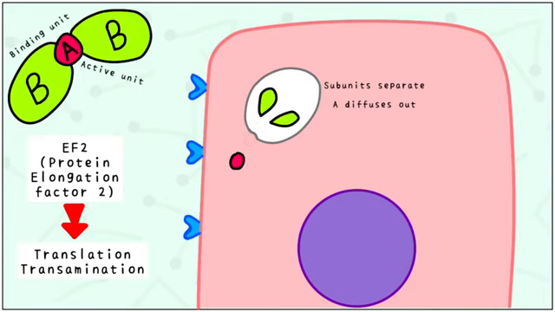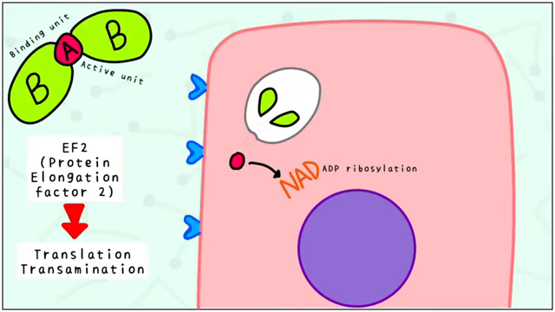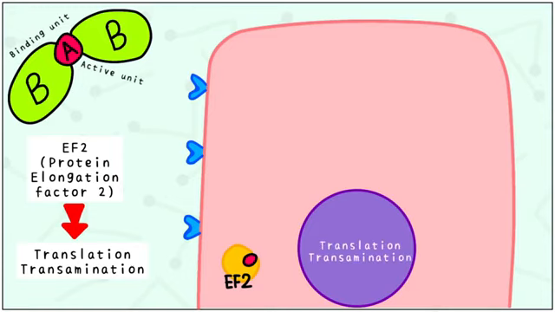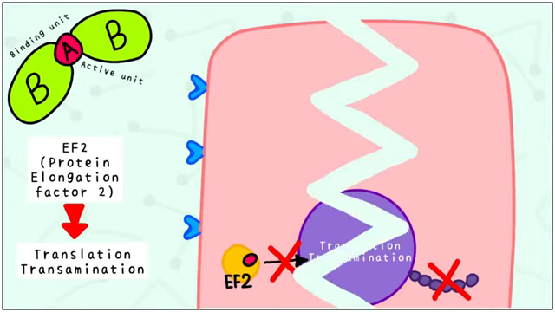This A subunit takes up NAD by the process of ADP ribosylation. With the help of this NAD, the A subunit gains access to the protein elongation factor 2 that we just discussed. Here, it irreversibly inhibits the protein elongation factor 2. We know that EF2 is essential for translation and translocation. Since the EF2 is bound to the A subunit, it is unable to perform its essential actions of translation and translocation. This blocks protein synthesis in the host cell, which instantly leads to death of the host cell.